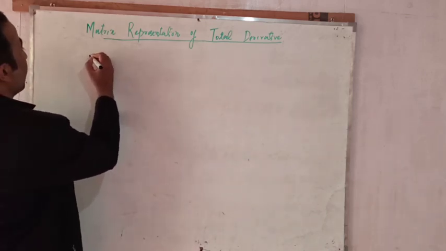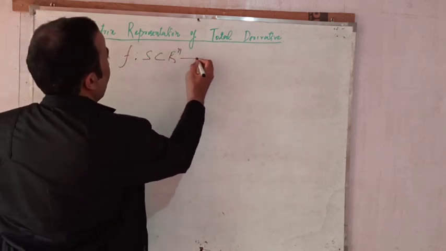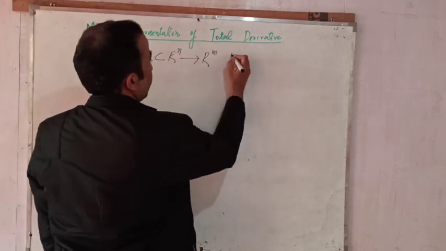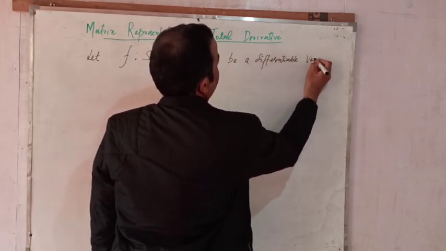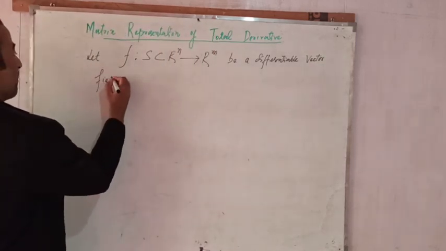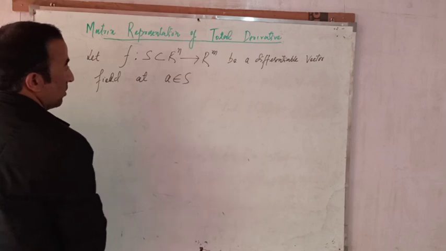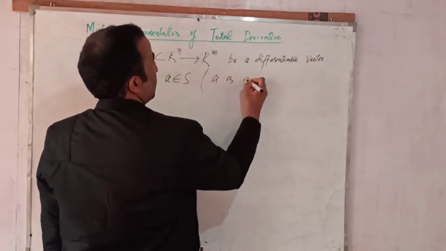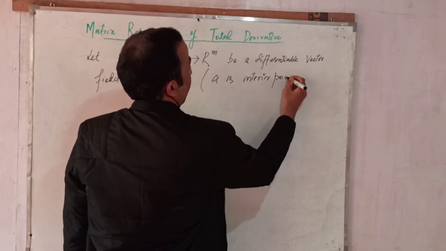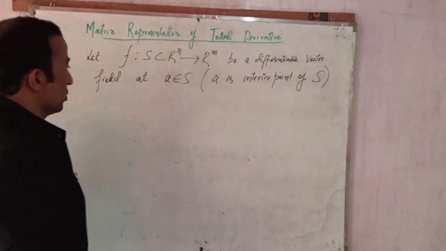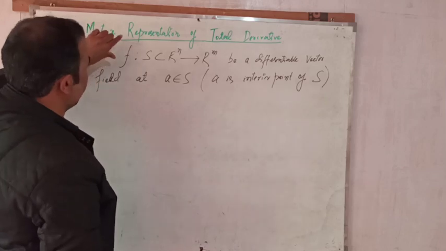So let us suppose we have f. Let f from S contained in R^n to R^m be a differentiable vector field at A belonging to S, where of course A is an interior point of S. So A is an interior point of S, f is differentiable at A, it's a vector field. I want to see the total derivative of f.